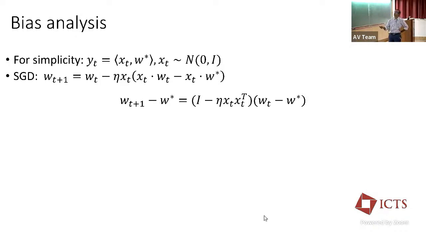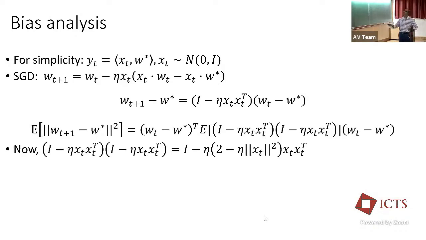Here, the SGD update looks something like this: WT plus 1 is equal to WT minus the gradient of one point. And if you subtract W star from both sides, then you essentially get a term like this. This term is interesting because what it says is that the error at the T plus 1th step is essentially the error at the Tth step times this matrix. And as long as we can ensure that this matrix is positive definite, we will be decreasing the error. The norm of the error will go down in each step.